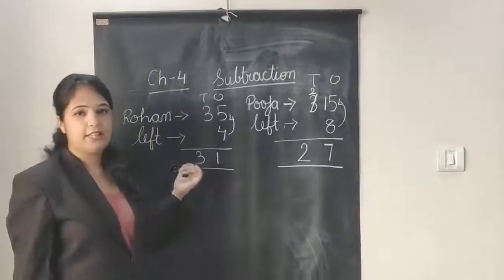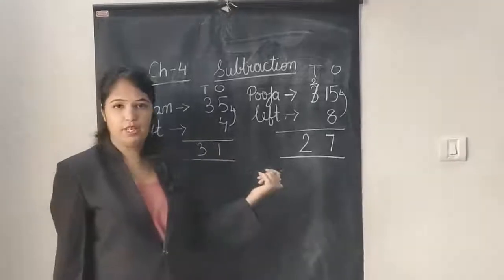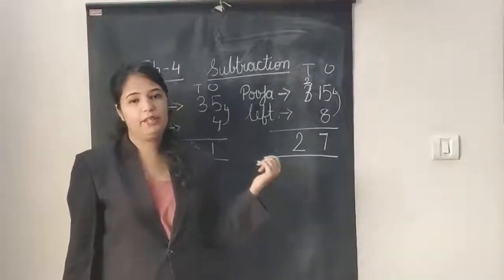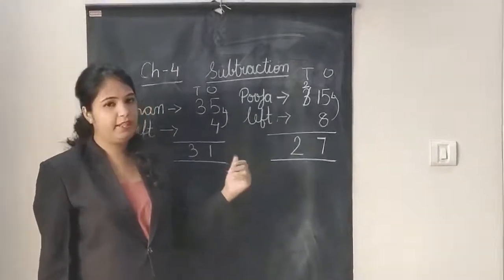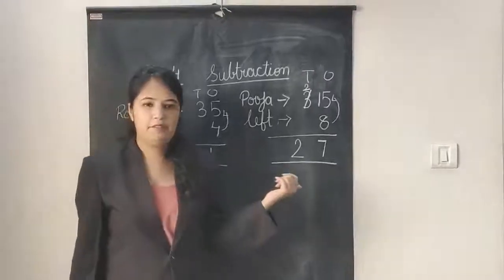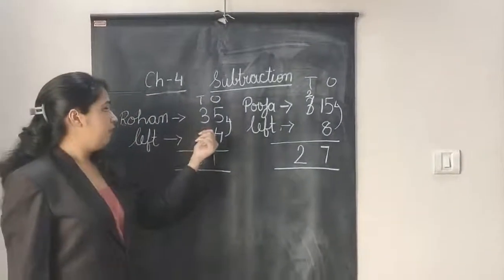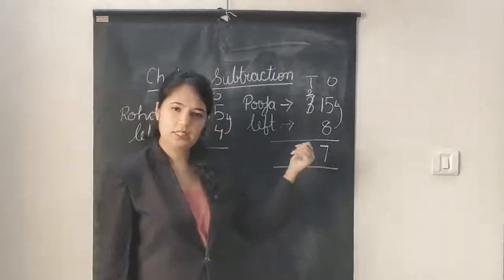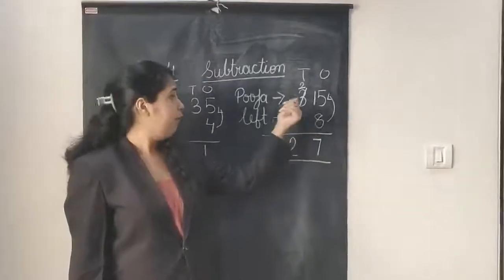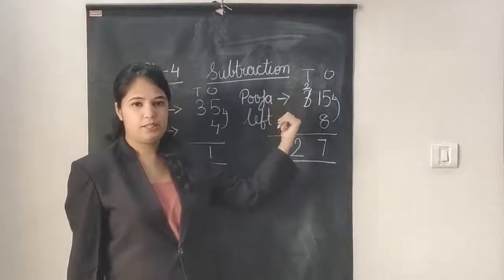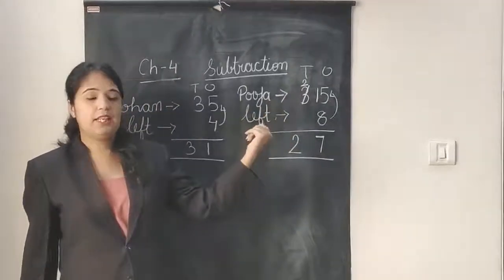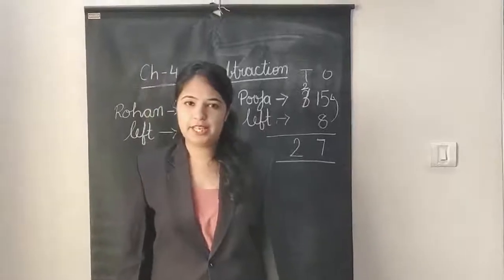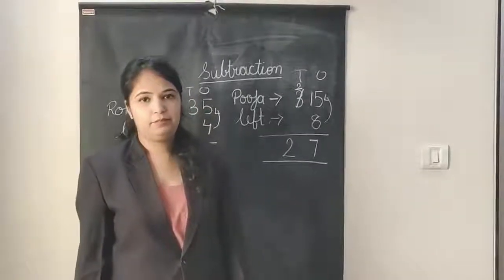So here you can see the example of Rohan and Pooja. They are having their birthdays. How many they distributed and how many candies are left, we found very easily. But in the first sum there is no regrouping, and in this sum there is regrouping, as we have borrowed from the tens place, right? So after this, come, let's solve the course book exercise question number 1.